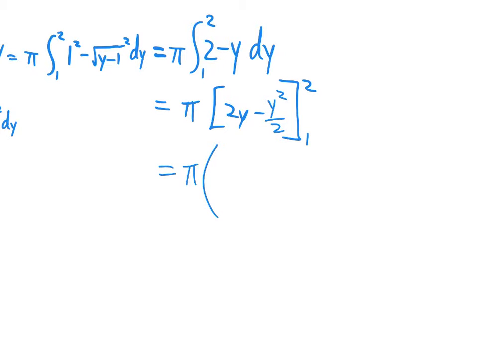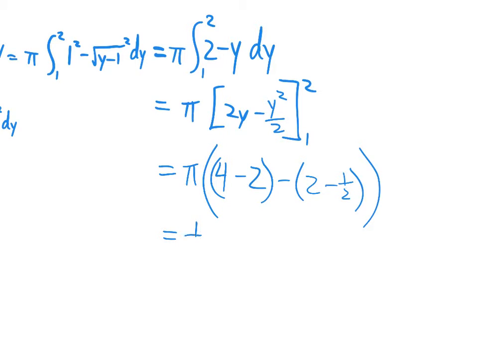Okay, so we have 4 minus 4 over 2, which is 2, minus 2 minus a half. So 2 minus 1.5 is just a half. So 1/2 pi units cubed.